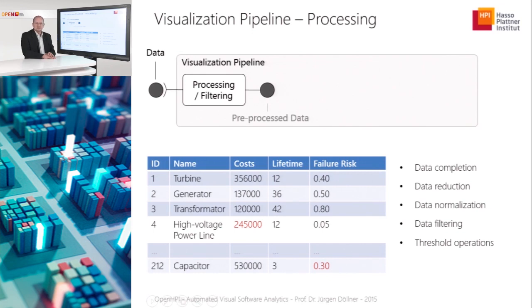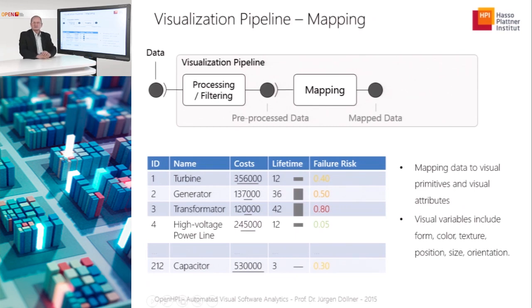This is the first stage in the visualization pipeline. We read data and we clean, process, and filter that data. The result is called the pre-processed data. Then, the next step is a so-called mapping stage. Mapping means we have to transform data into something that can be rendered later on.